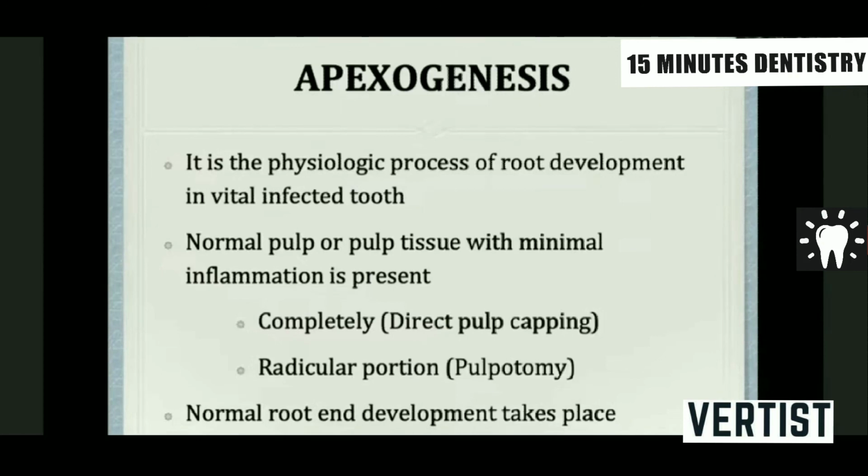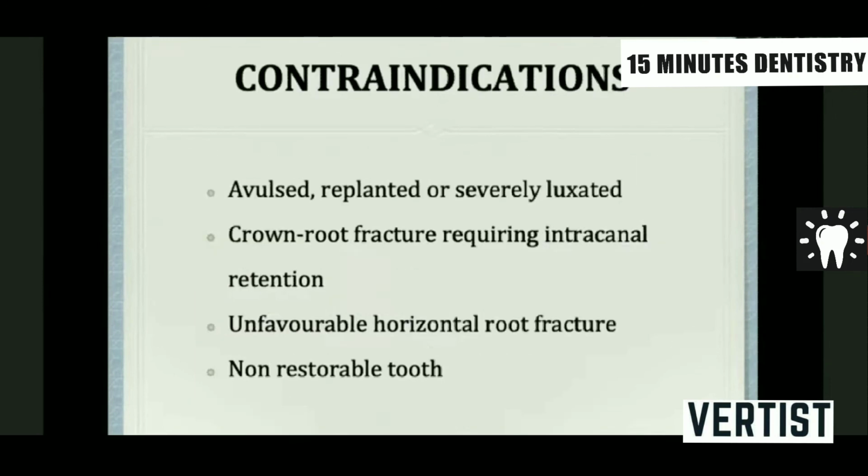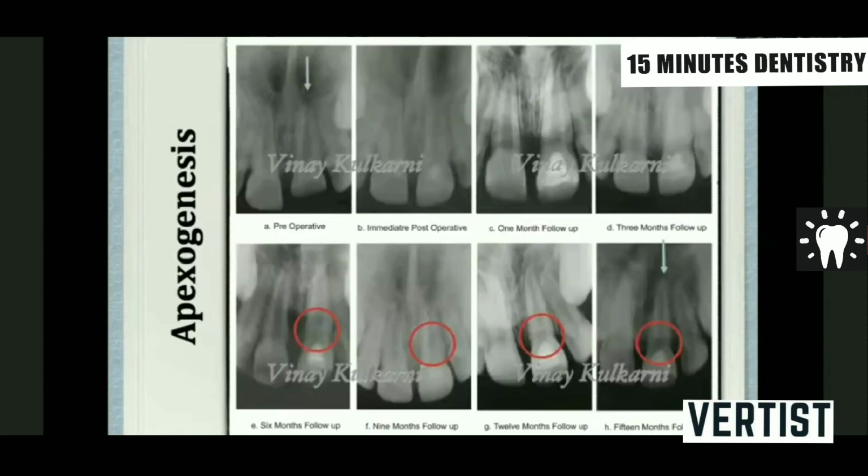Normal pulp or pulp tissue with minimal inflammation is present. If we take out the coronal pulp completely, whenever we maintain the vitality of the tooth completely, we call it a direct pulp cap, and if only the radicular portion of the pulp has been retained, that is the pulpotomy. All right. So what are the contraindications? Avoid reimplanted teeth, crown-root fractures, unfavorable horizontal root fractures, and non-restorable teeth.